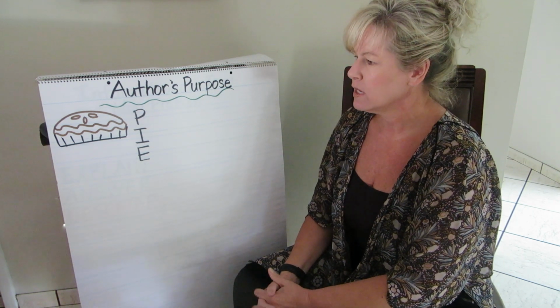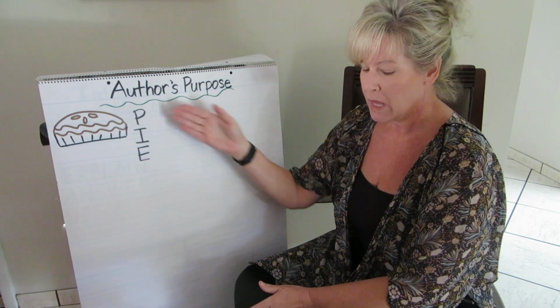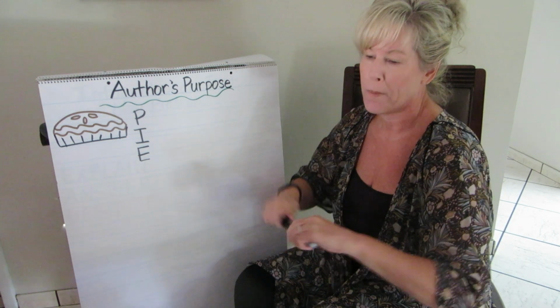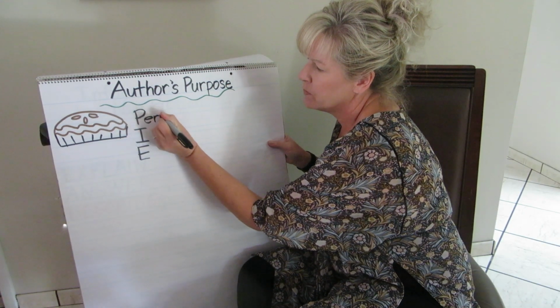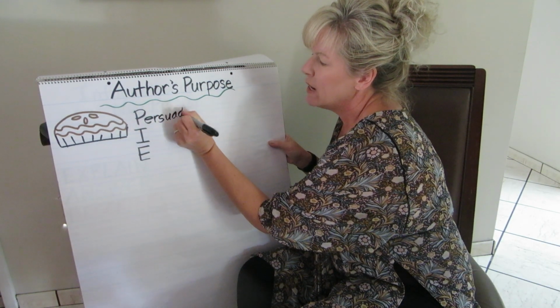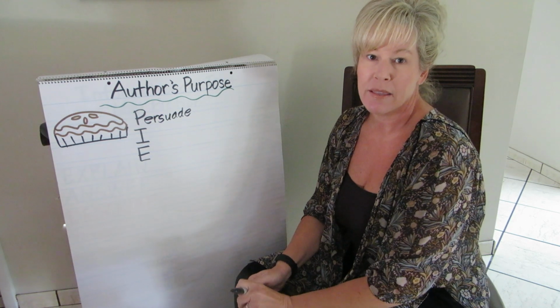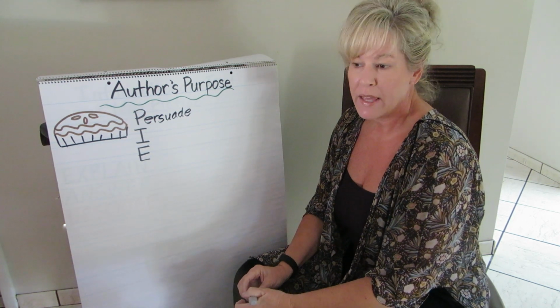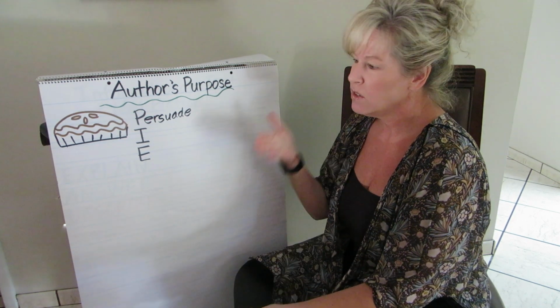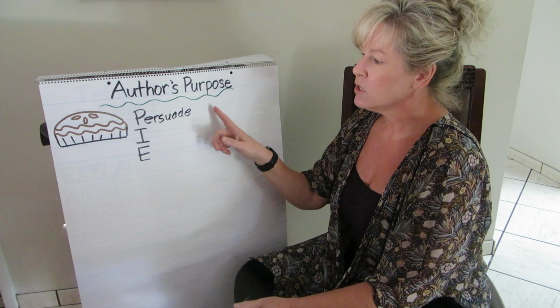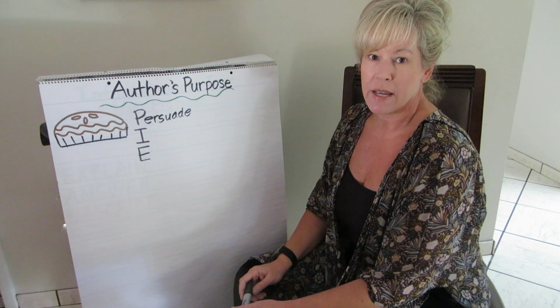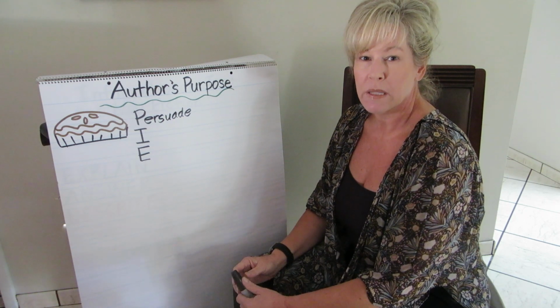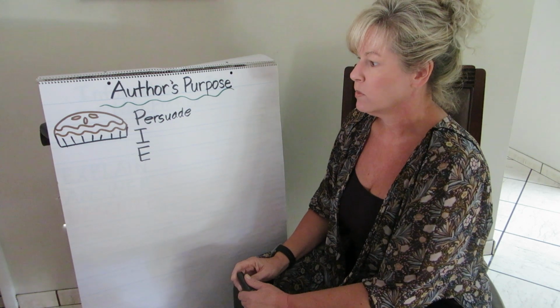So there's many different reasons why authors write texts. They could write a text to persuade you. When an author's trying to persuade you, they're trying to convince you to believe something that they believe in. So they back that up with facts, and they want you to kind of agree with their point of view. So when you read a persuasion story, that's a nonfiction type of text, and that's something that would get you to believe what that author agrees with as well.